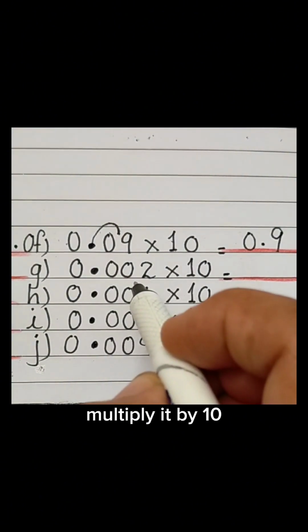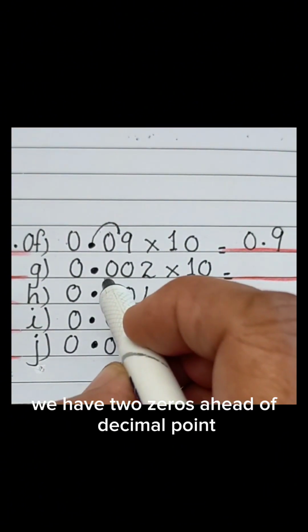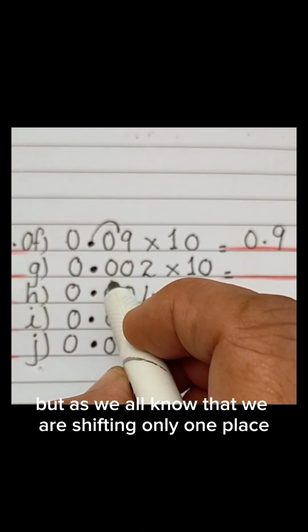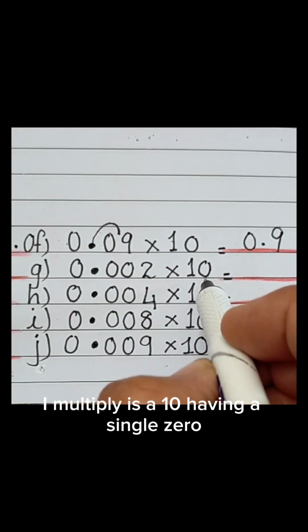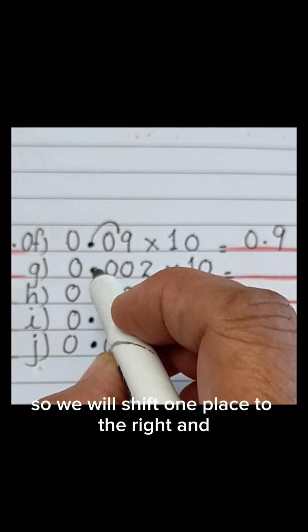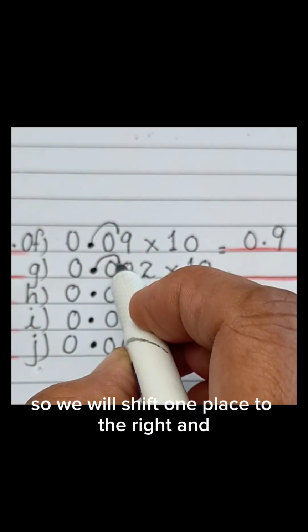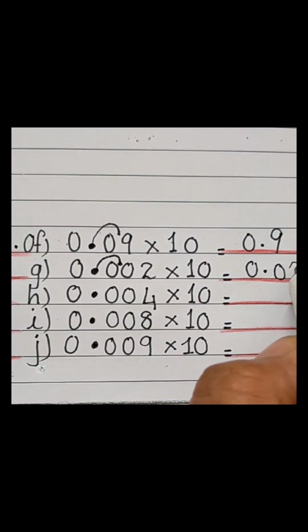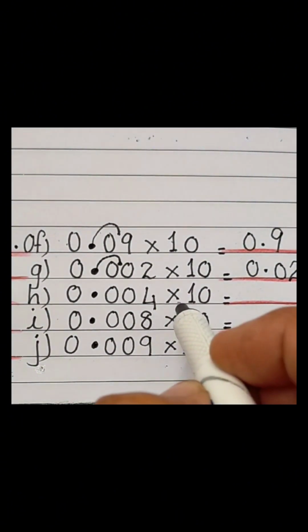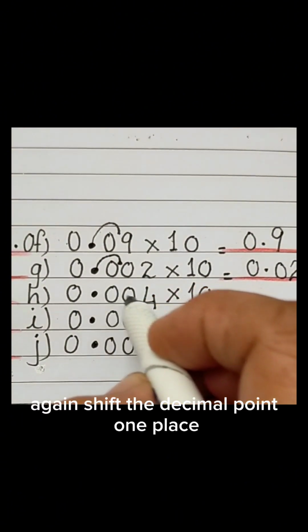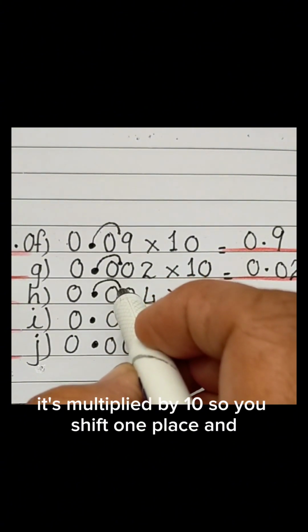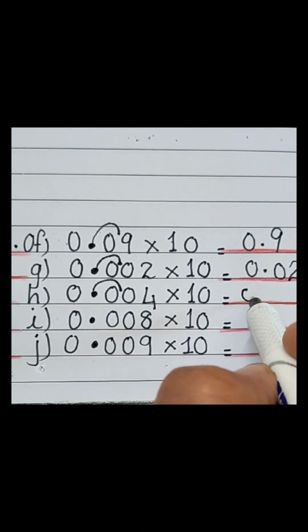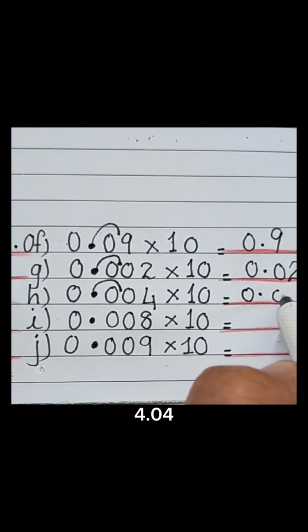Moving on to the second question here. Multiply it by 10. We have 2 zeros after our decimal point, but as we all know, we are shifting only one place. Our multiplier is a 10 having a single 0, so we will shift one place to the right and we get 0.02. Again, shift the decimal point one place. It's multiplied by 10. So you shift one place and your answer will be 0.04.